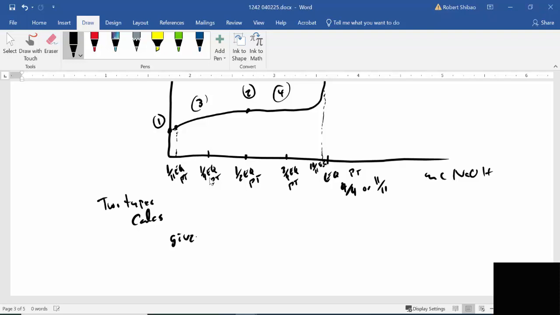The 2 types of calcs are you're given the milliliters of sodium hydroxide, then you have to determine the pH. That's one. The other type of calc is when you're given the pH and you have to determine how many milliliters of sodium hydroxide it took to get to that pH. That's calc 2.